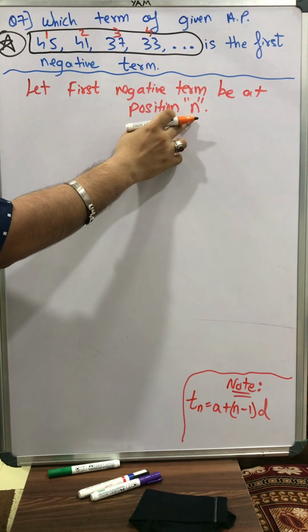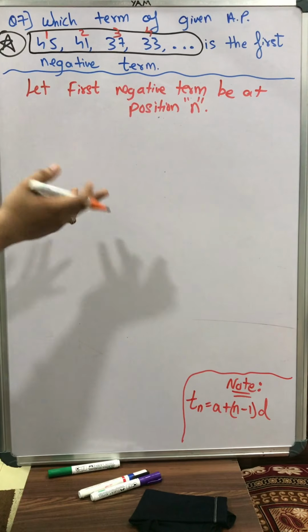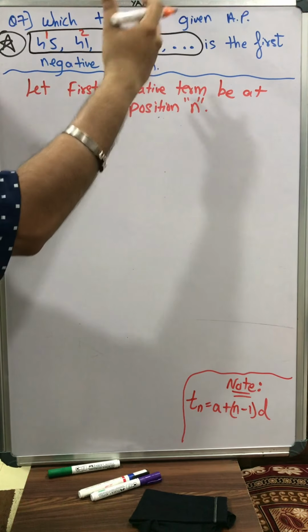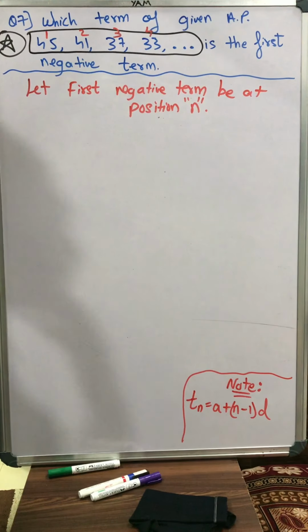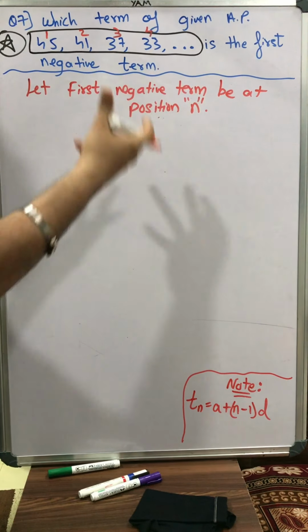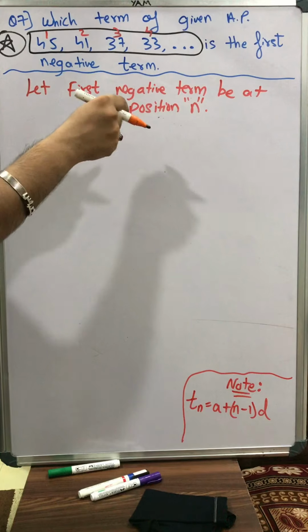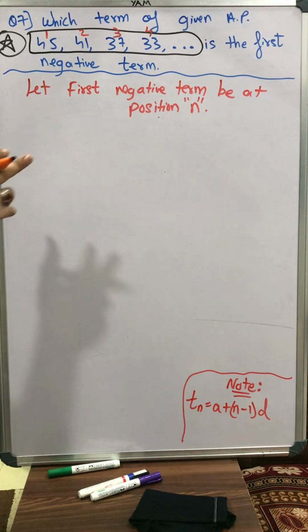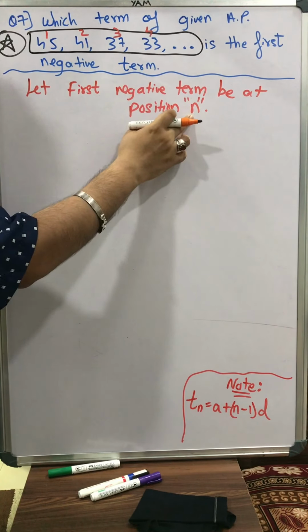Okay, and students, we need to find this value of n only. We are not bothered about what the term's value is, whether it is -1, -5, or -7. I am not bothered about what the first negative term's value is. I am bothered about when that first negative term comes. That's the question.